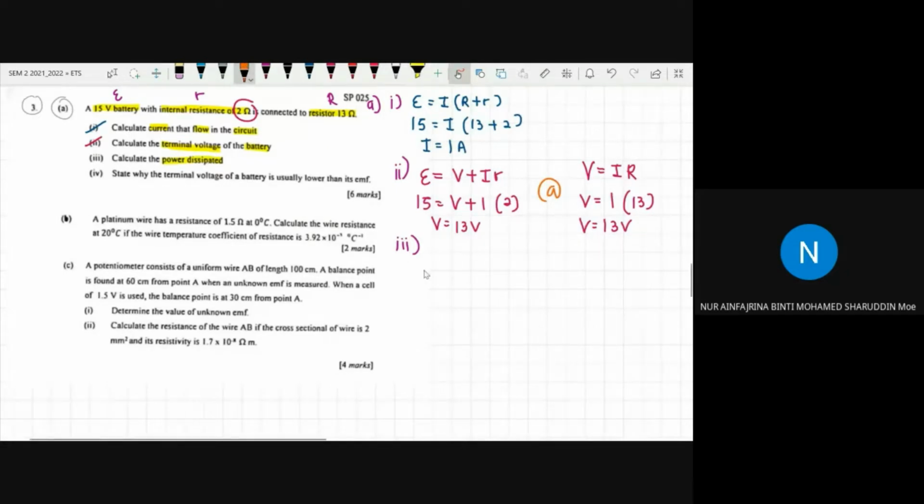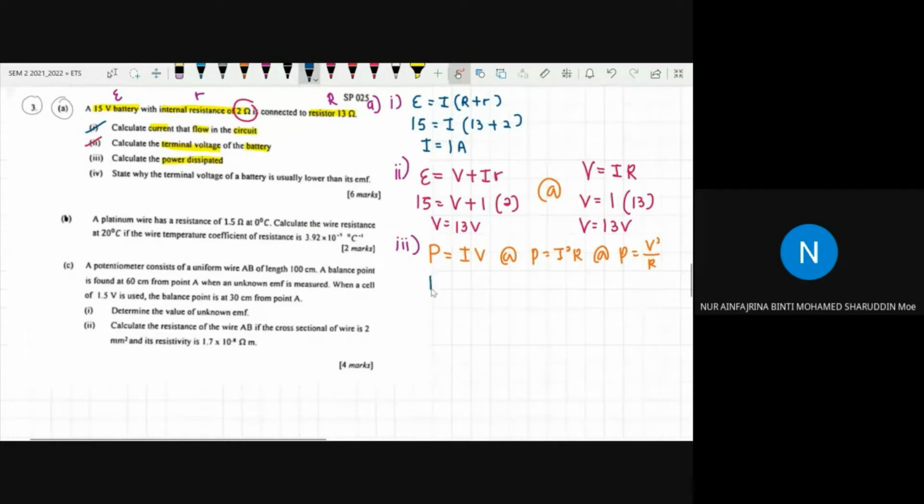Kalau nak cari power, nak pakai formula apa? P formula? IV. Sorry, Hakim, ulang balik. P equals to? IV. Very good. So P equals to IV. Kita juga boleh pakai formula P equals to I squared R. Dan kita juga boleh pakai formula P equals to V squared over R. Use either one. Not a big problem.